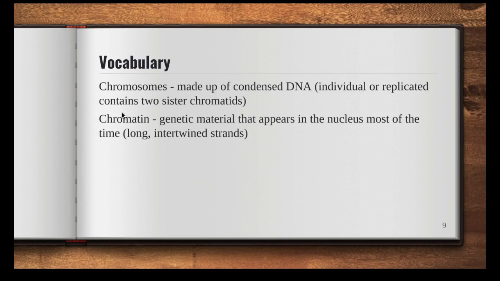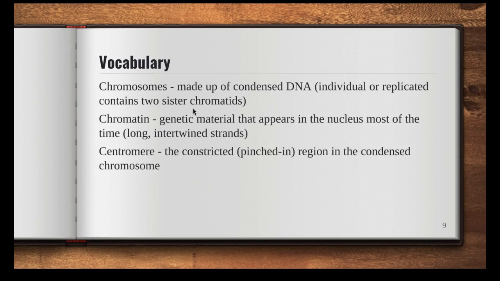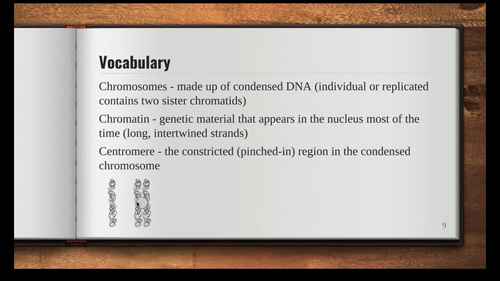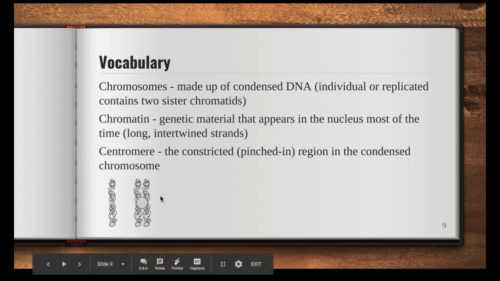Chromatin, on the other hand, is genetic material that is all unwound, so it's kind of like a big clump of DNA. And a centromere on a replicated chromosome is the middle part that gets constricted or pinched in on a condensed chromosome. So this would be an individual chromosome. This is my replicated chromosome, so this is a sister chromatid. This is a sister chromatid. They're identical to each other. This middle part is a centromere connecting the two sister chromatids in a replicated chromosome.